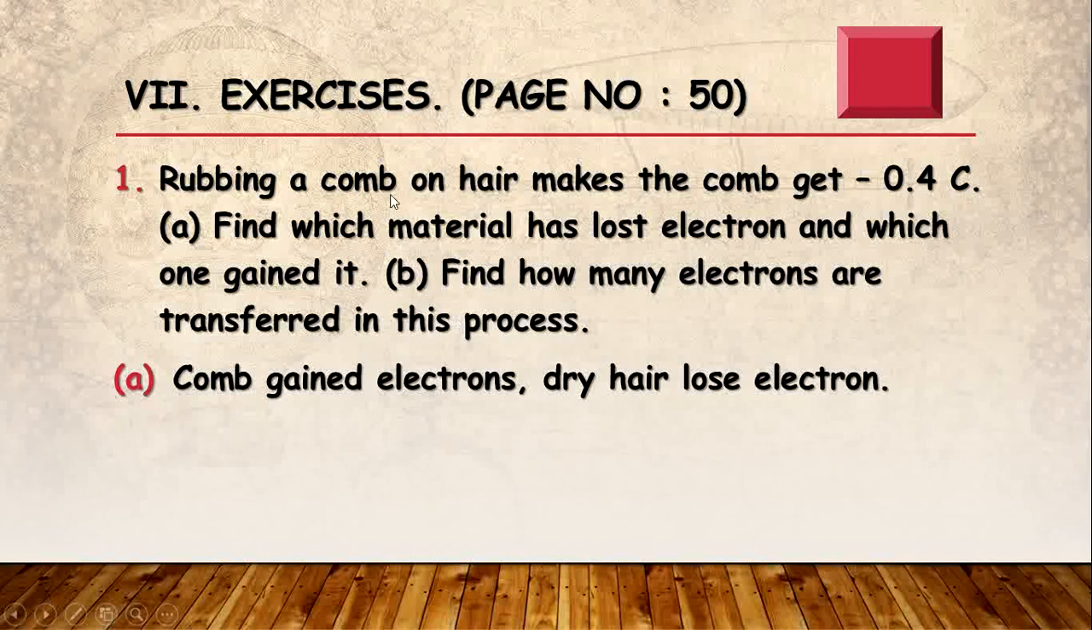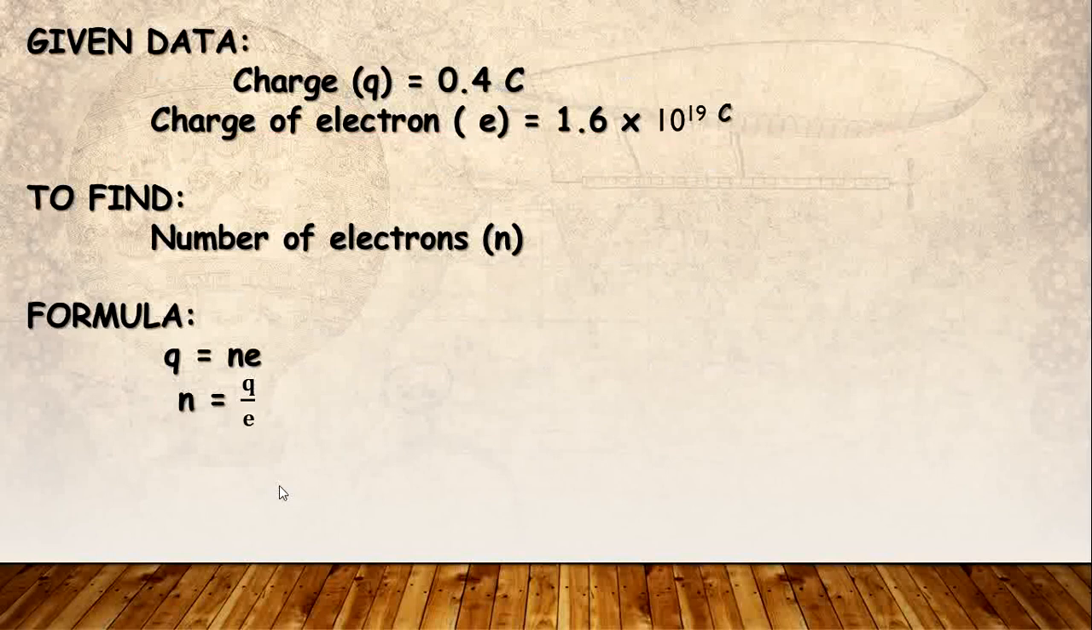That is, when we rub the comb with your hair, the comb gets minus 0.4 coulomb. Now between the comb and hair, we have to find out which one lost electrons and which one gained electrons. That is the first question. And the second question, we have to find out the number of electrons transferred between comb and hair. So the first answer: comb gained electrons and dry hair loses electrons.